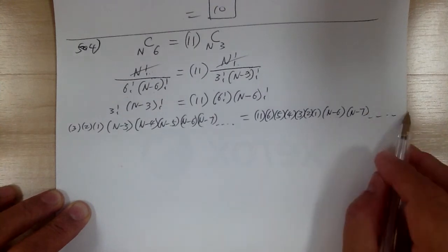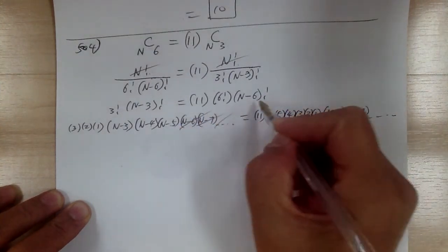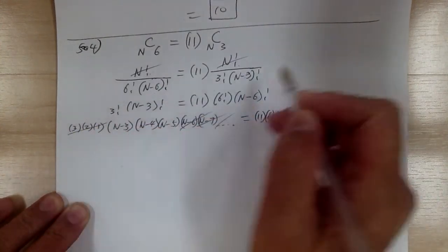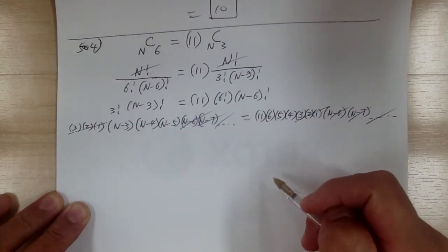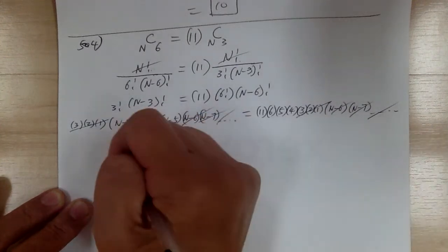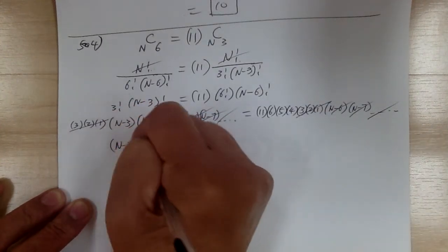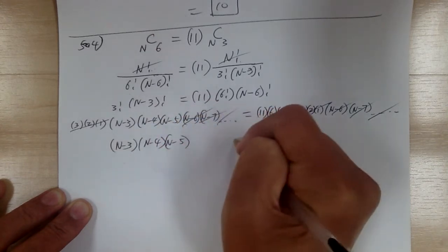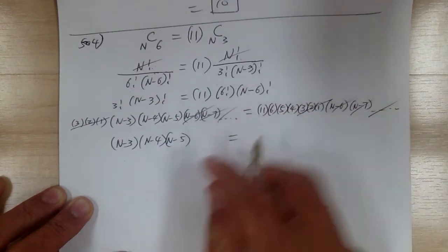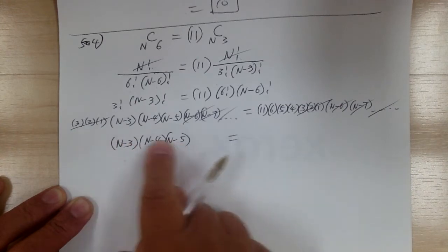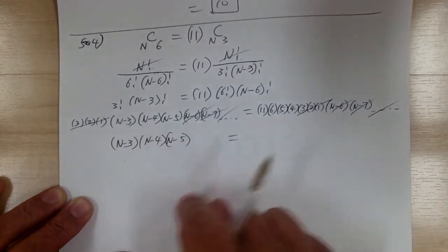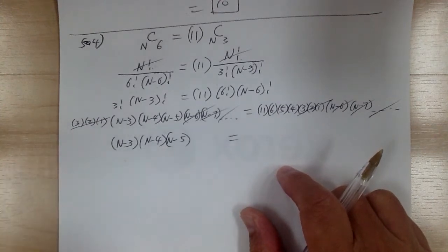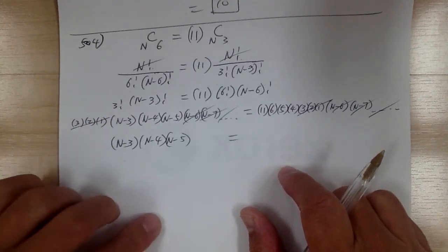Notice n minus 6, everything will get canceled out. So everything up to here gets canceled out. I also have the 3, 2, 1 get canceled out. So I end up with n minus 3, n minus 4, n minus 5 equal to, now if you multiply everything out, you get a cubic equation, so it's going to be messy to solve. But since these are consecutive numbers, there's a trick to solve this easily.